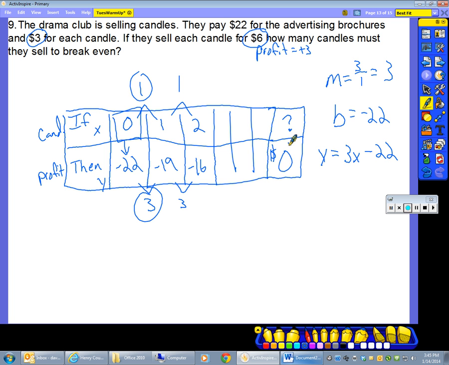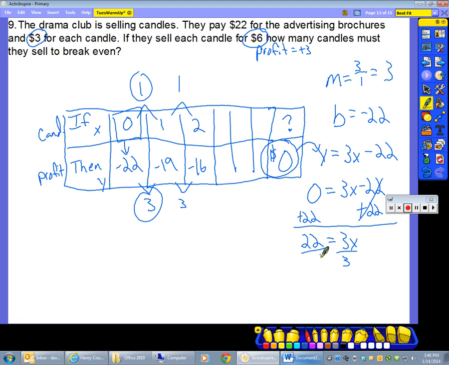So if I want to know when my y value is 0, I'm going to plug 0 in for y, and my equation looks like this. 0 equals 3x minus 22. And I would just solve this like normal. I'm going to add 22 on this side, add 22 on this side. And that leaves me with 22 equals 3x. I'm going to divide this side by 3, divide that side by 3.